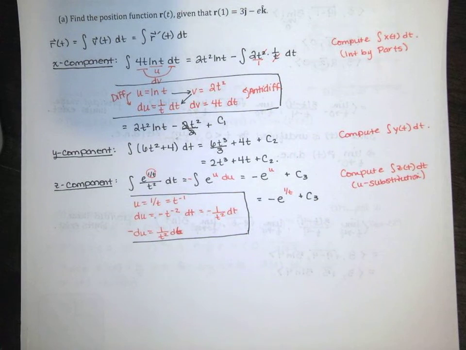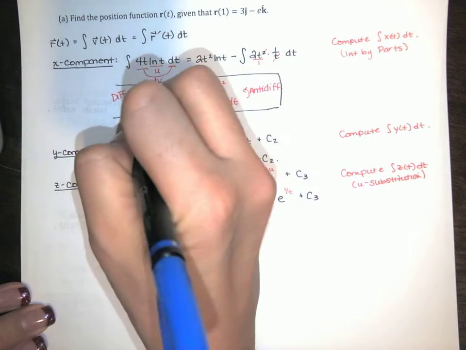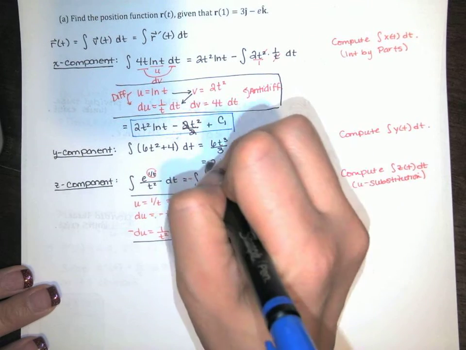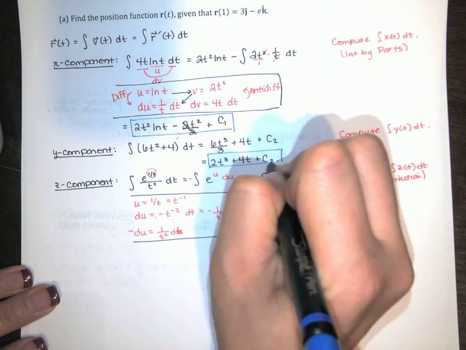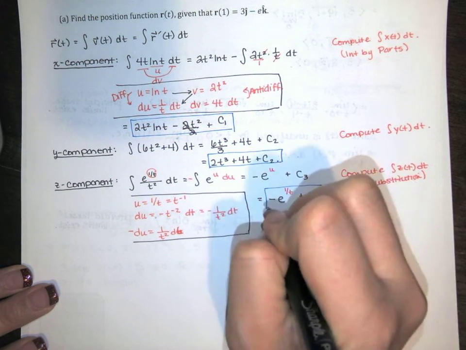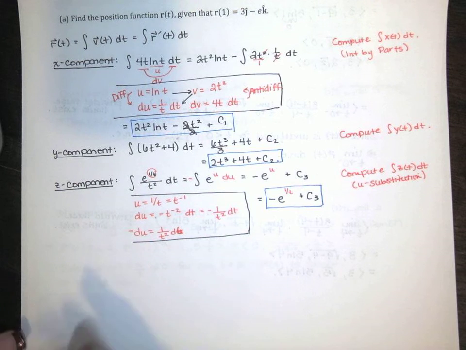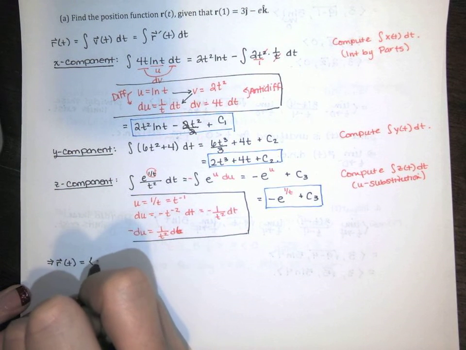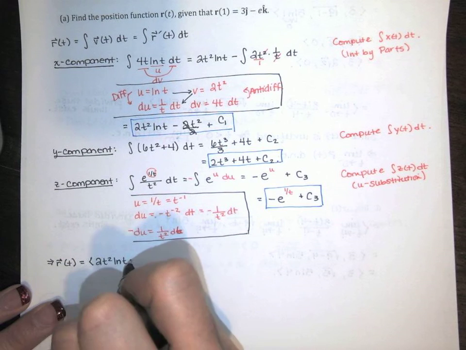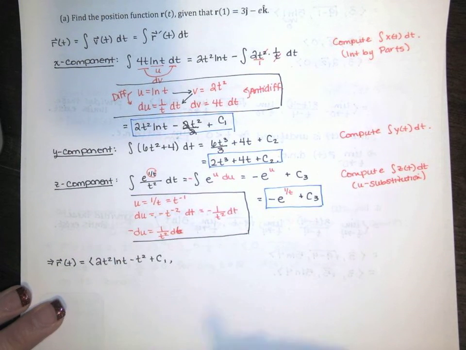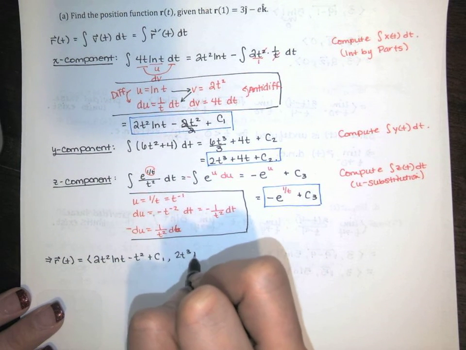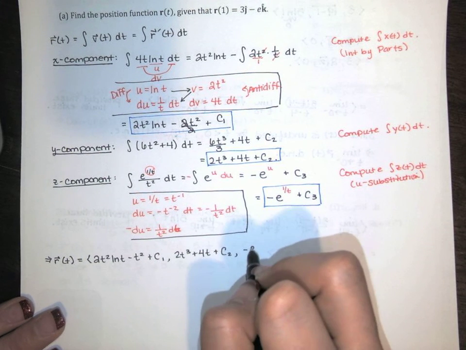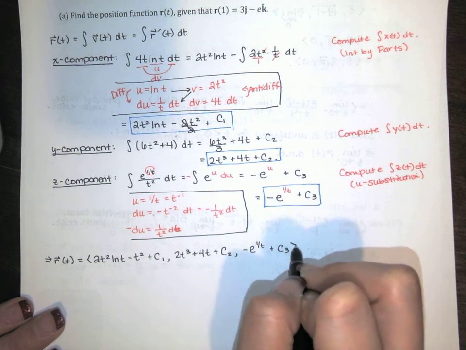I'm going to use blue just to highlight the pieces. This is my x component. This is my y component. And this is my z component. So according to everything we've done so far, r of t is 2t squared natural log of t minus t squared plus c1 times i hat plus t cubed plus 4t plus c2 times j hat plus e to the negative 1 over t plus c3 times k hat.